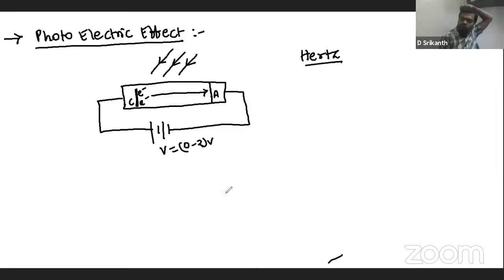I think all of you know about the electromagnetic spectrum. In the electromagnetic spectrum, firstly we have microwaves, radio waves, then infrared, visible, X-rays, gamma rays, cosmic rays. Different regions of radiation are there.